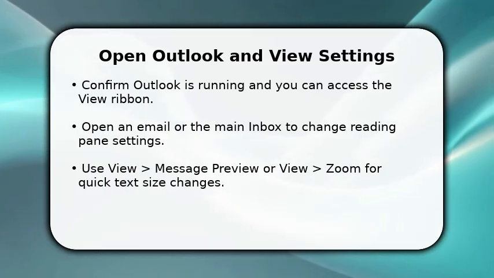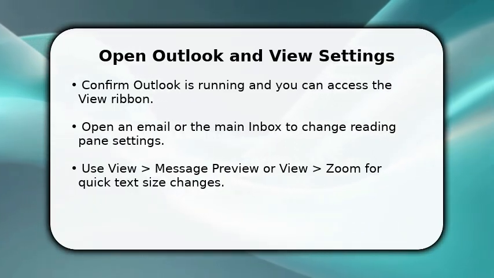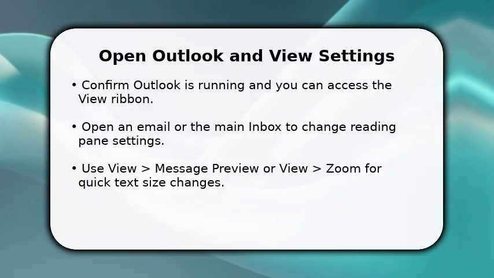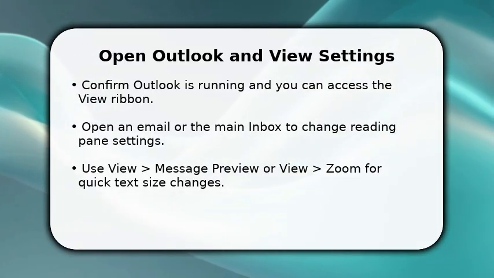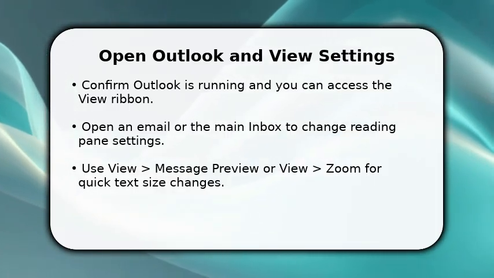You'll start inside Outlook, open the app and go straight to the View ribbon. Once you're there, focus on the reading pane and message preview options. These let you see larger text immediately. Click View, then try Message Preview or Reading Pane to expose size options.